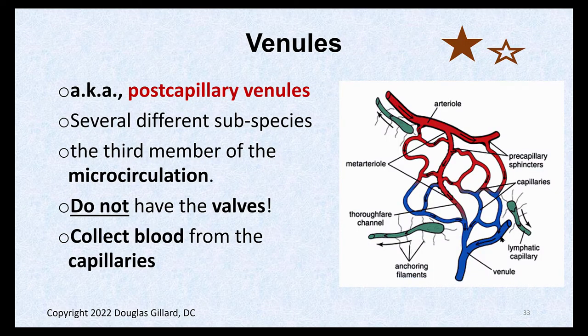Okay, venules. They're similar to arterioles. Those come after capillaries dump into venules. If you wanted to go into the weeds, there are about five different subtypes of venules as well, which I'm not going to go into. I used to go into the weeds a long time ago, but I don't need to. They do not have valves. A lot of veins have valves, but you need a bigger caliber vein to have a valve.